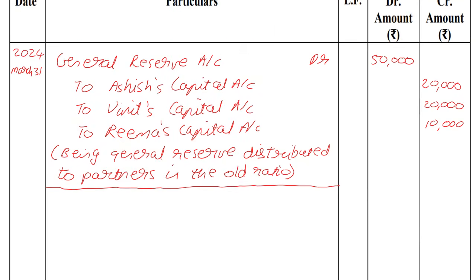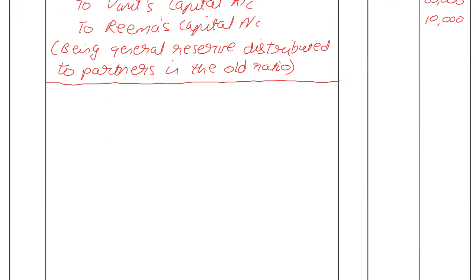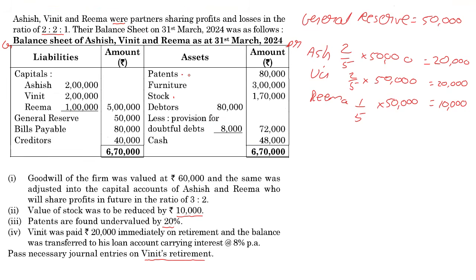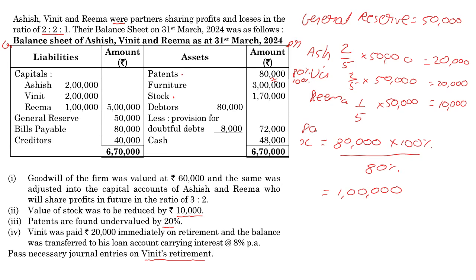Once you're done doing that, we move on to the next entry, and that is to do with patents. They're telling us that patents are found to be undervalued by 20%. That means this 80,000 corresponds to 80%. We want to increase it. 100% is going to be X, and we cross multiply. X is equal to 80,000 into 100% upon 80%. Do the math, you're going to end up with 1 lakh. That means the true value of your patents is 1 lakh. And right now it is valued at 80,000.